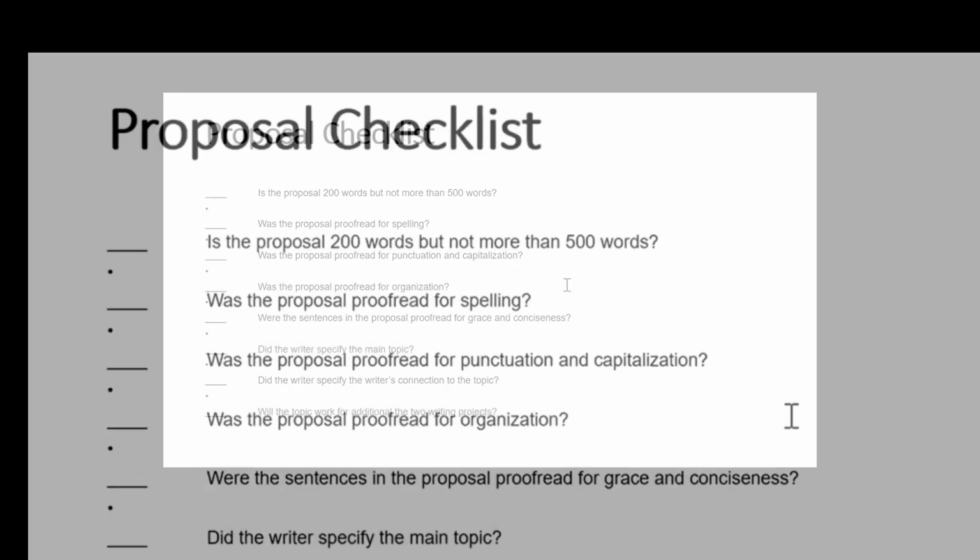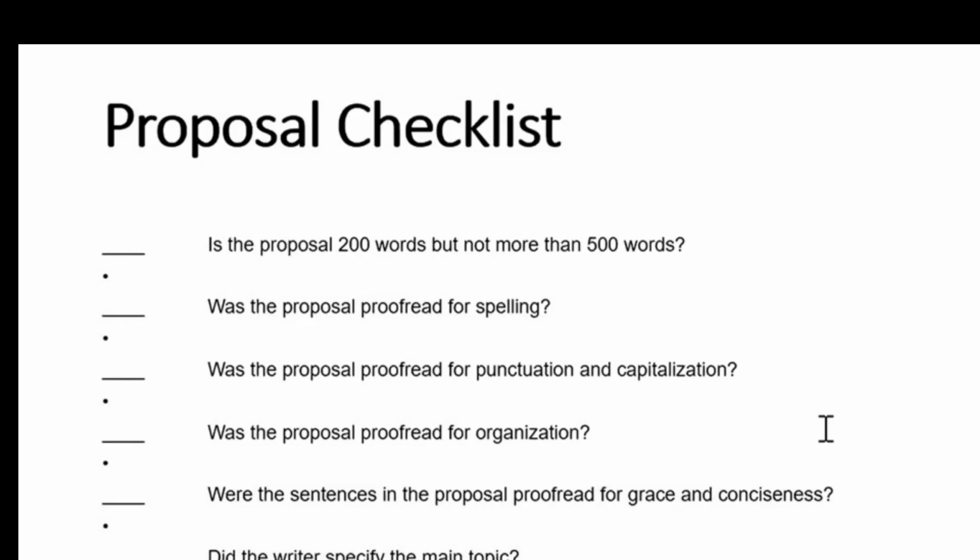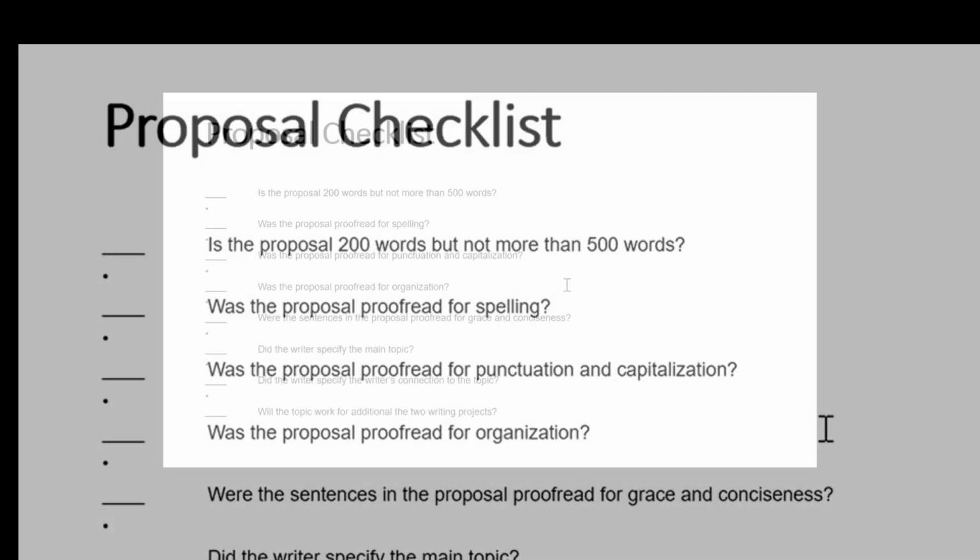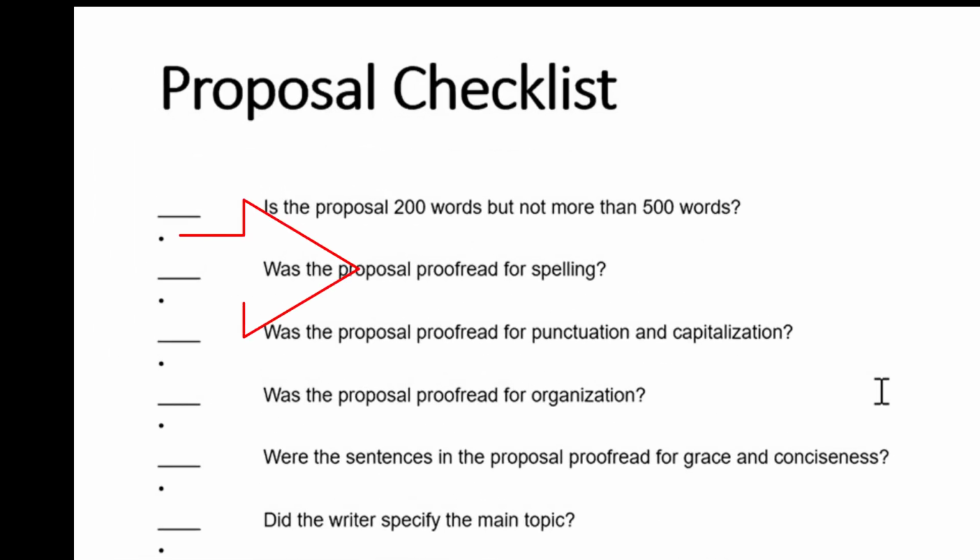Have you gotten to 200 words but not more than 500 words? Okay, 200 words is about a paragraph. 300 words is a page of typing. So if you're at 500 words, you've probably written a paper almost. Was the proposal proofread for spelling? Like, I don't want you to use small i's. I's need to be capitalized.